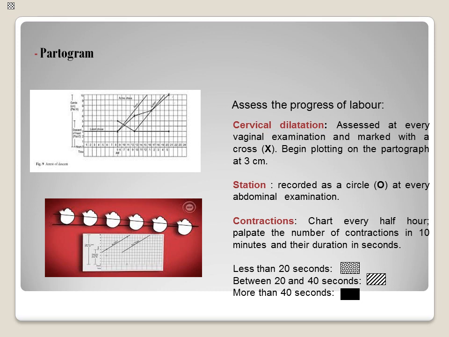To assess the progress of the labor هنا راح نقيس cervical dilatation والstation طبعا abdominally بالبارتوغراف and the contraction. Cervical dilatation assessed at every vaginal examination and marked with a cross، وطبعا تبدي لما تدخل المريضة active phase more than 4 cm. وطبعا احنا نفحص المريضة كل 2 hours إذا كانت low risk group أو low risk patient، وممكن نفحصها أكثر من هذا إذا كانت high risk group.